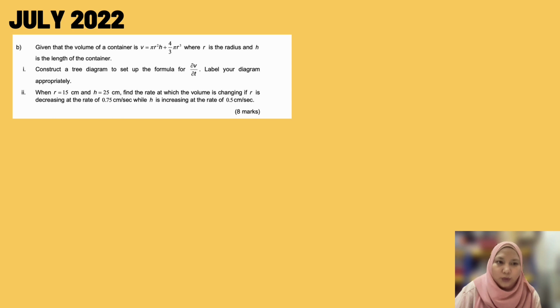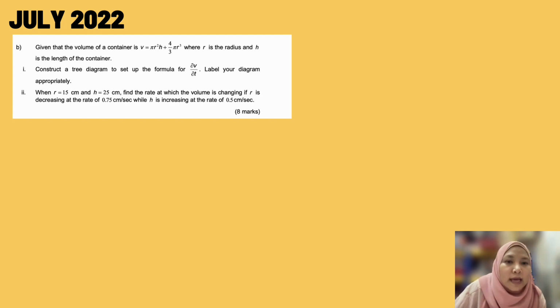Okay, our third question from July 2022. This is question 3b. Given that the volume of a container is V equals pi r squared h plus 4 over 3 pi r cubed, where r is the radius and h is the length of the container. First question, construct a tree diagram to set up the formula for dV over dt. Label your diagram appropriately. This falls under the topic chain rule.